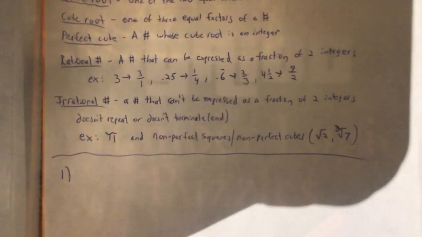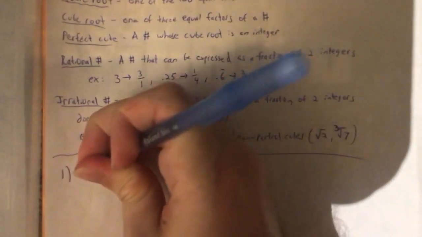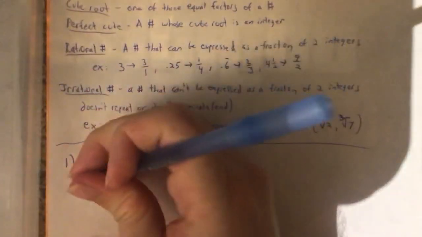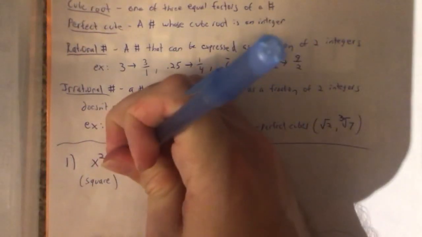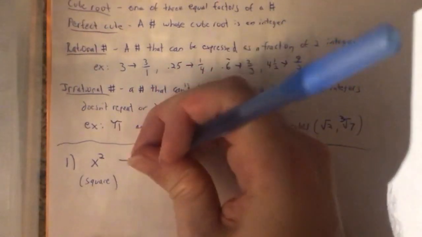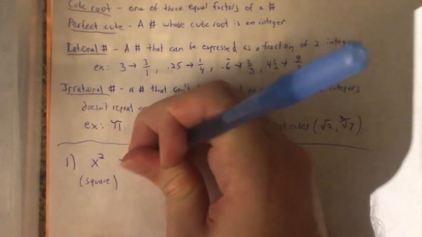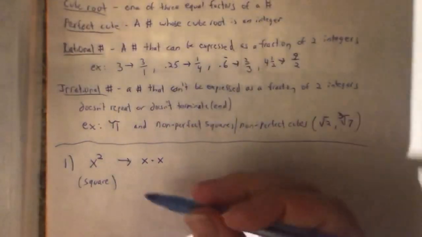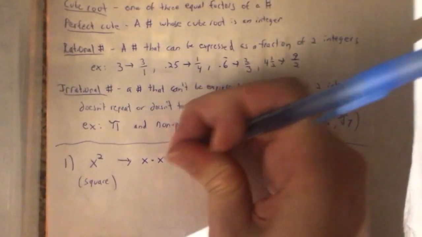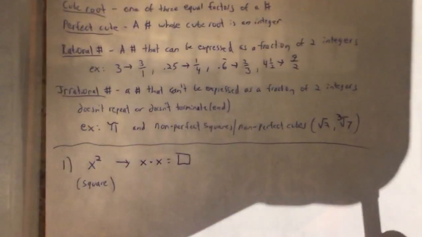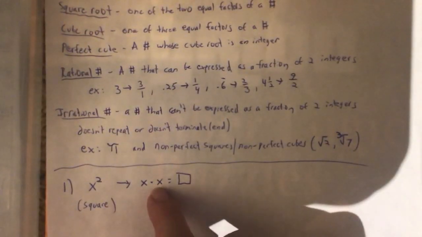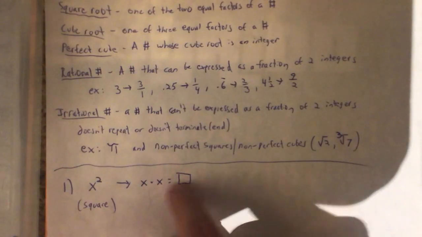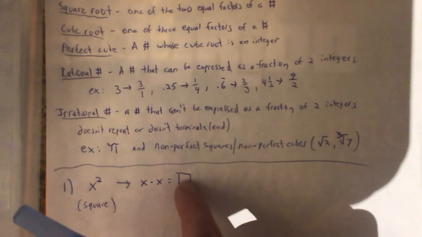Okay, so the first thing, we're going to talk about squares. So I can see something written like this, x squared. This is a square. Basically, I'm taking x, I'm multiplying it by itself. X times x is x squared. And I'm trying to figure out what number it equals. So when I square a number, what number times itself gives me the number here. So if my number was 5, it'd be 5 times 5.